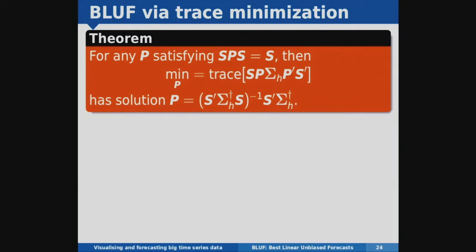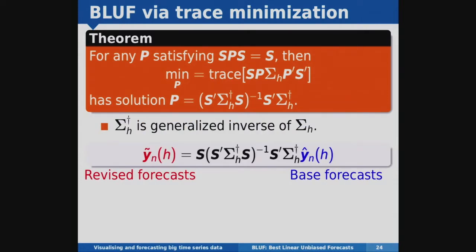Okay, so here's the only theorem you're going to see. For any P satisfying the unbiasedness property, we can minimise the sum of the variances with this result here. It should look familiar to you. It's a projection matrix. Equivalent to generalised least squares.